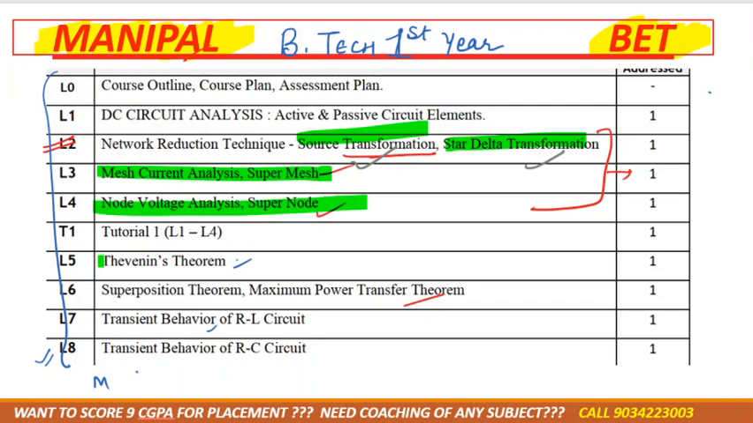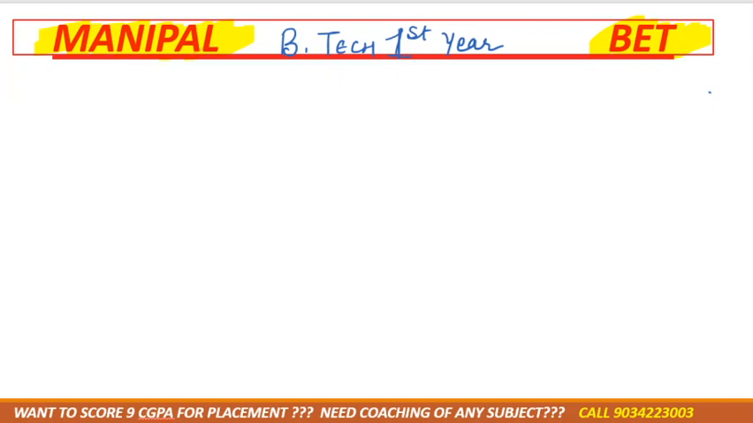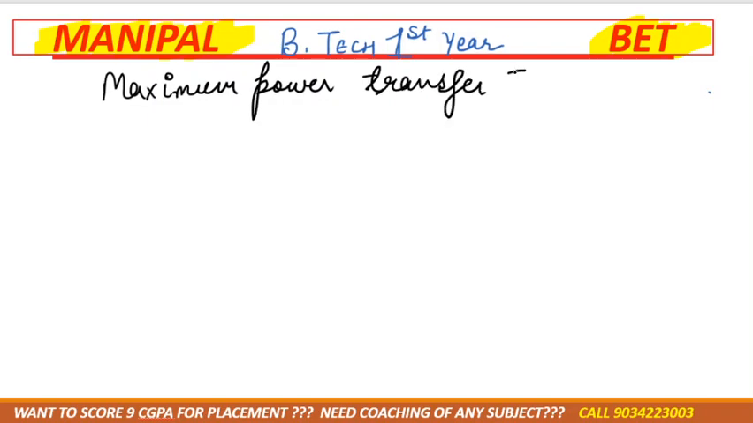Okay, so in the last lecture what we have done, we have covered source transformation, star delta, mesh, node voltage also, and we have covered the Thevenin theorem, right? So now in today's lecture, first I'll teach you the maximum power transfer theorem, then I'll move towards the superposition theorem. Because if you know the Thevenin theorem, then maximum power transfer is easy and they are dependent on each other basically. So what is the maximum power transfer theorem?